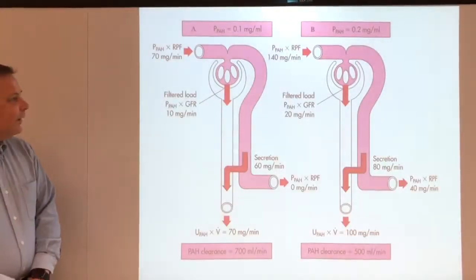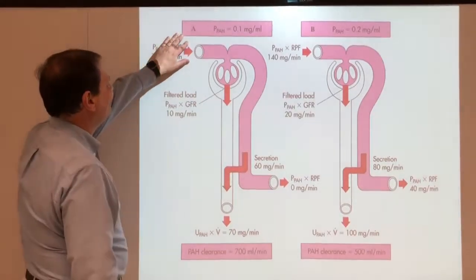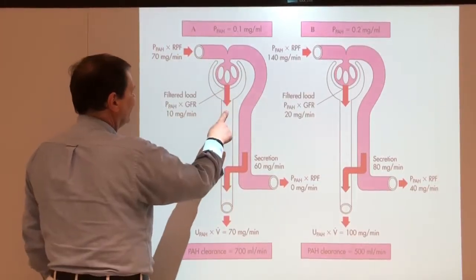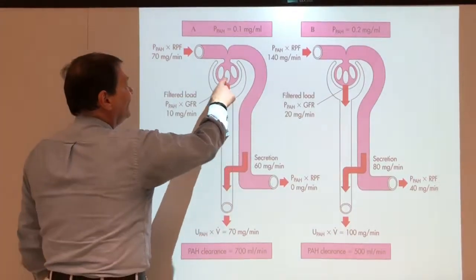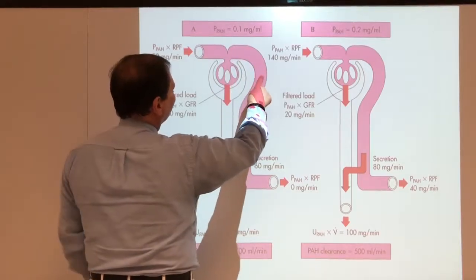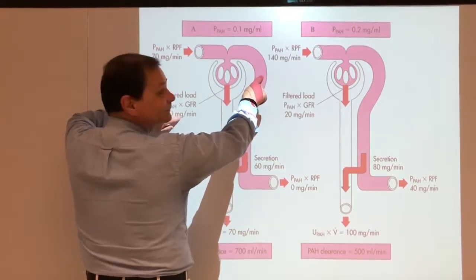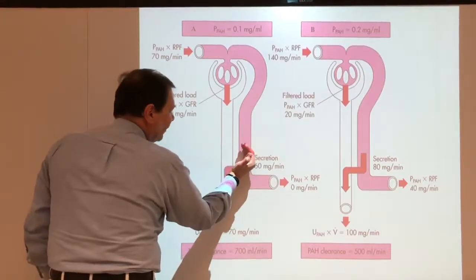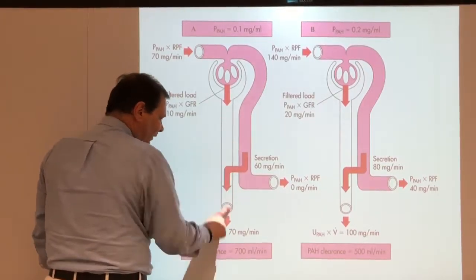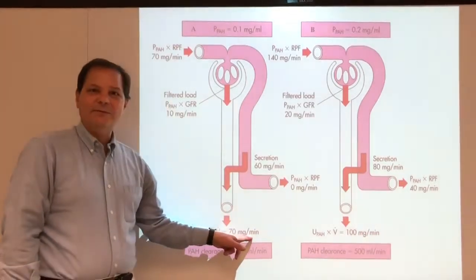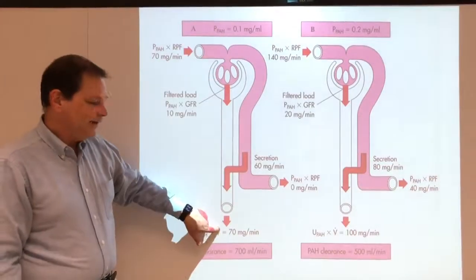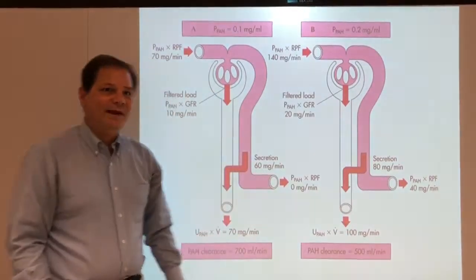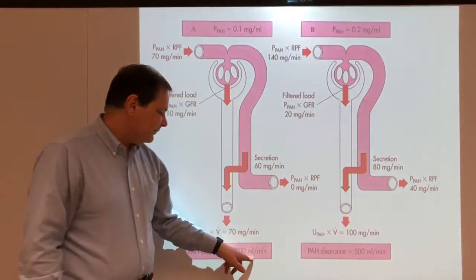All right. So again, here's what's happening with PAH. Let's say I have 70 milligrams per minute entering the afferent arteriole. That enters the glomerulus. Let's say 10 milligrams per minute are filtered. Okay, and that means that 60 milligrams per minute are exiting through the efferent arteriole. 70 minus 10. Okay, 60 exit, and then PAH is so powerfully secreted that virtually all of it is removed from the plasma here and put into the renal tubule, so that I end up with 70 milligrams per minute in the urine, which is exactly what entered the kidney. So everything got excreted, and I cleared everything, all this plasma of PAH. So the PAH clearance is 700 milliliters per minute, okay?